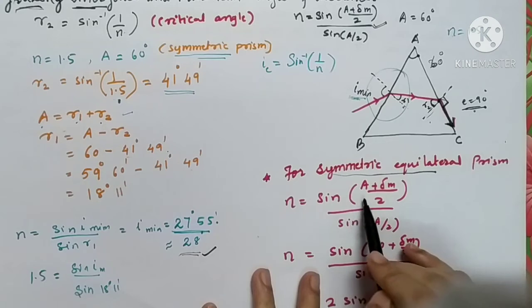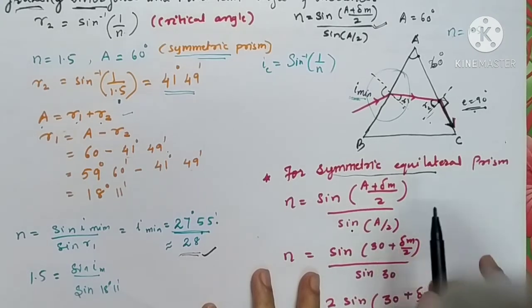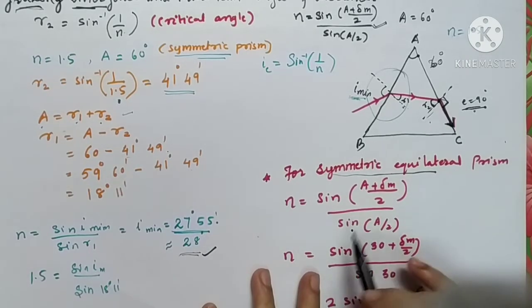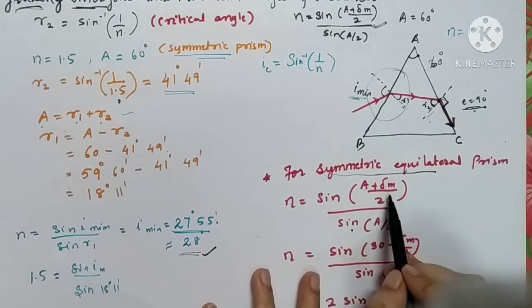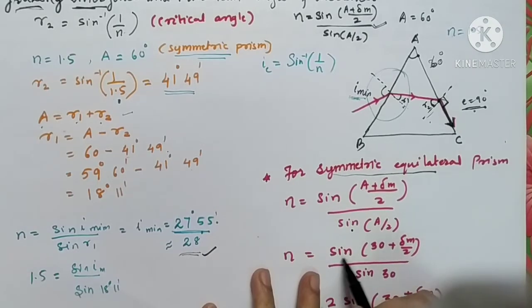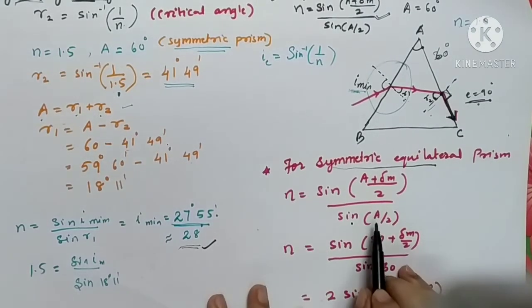N is equal to sine of (A plus delta M) by 2 divided by sine of A by 2. Substitute A as 60 over here. You are going to get 60 upon 2 will become 30 and delta M upon 2 will remain as it is. So in the numerator we are going to get sine of (30 plus delta M upon 2). Then in the denominator, as you all know that A is 60, so 60 divided by 2 will become 30, so denominator will become sine 30.